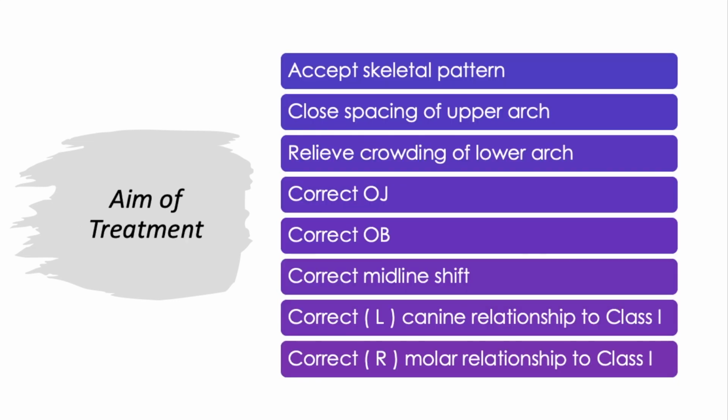for her to accept the skeletal pattern, to close up the spacing of the upper arch, to relieve the crowding of the lower arch, to correct the overjet, and to correct the overbite to the normal range, and also to correct the midline shift, to correct the left canine relationship to class 1, and to correct the right molar relationship to class 1.